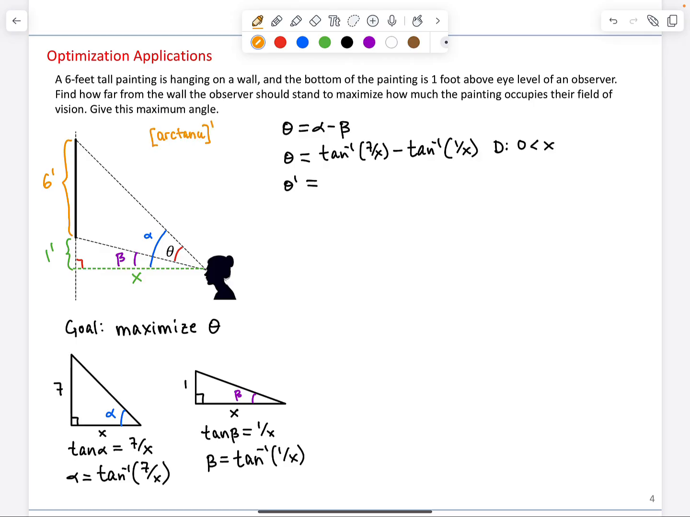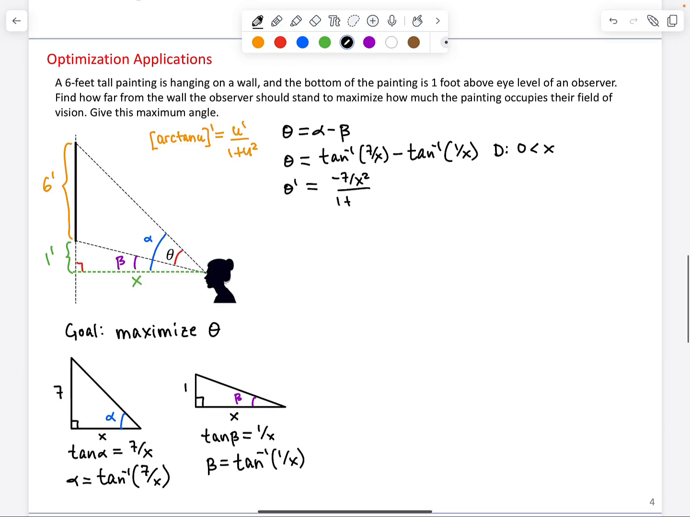Now recall that the derivative of arctan u is u prime over 1 plus u squared. So when I differentiate arctan of 7 over x, I get the derivative of 7 over x. That's 7x to the minus 1, which is negative 7x to the minus 2, or negative 7 over x squared, over 1 plus the square of 7 over x, which will be 49 over x squared, minus the derivative of 1 over x, which is negative 1 over x squared, and then all over 1 plus the square of 1 over x, which is 1 over x squared.